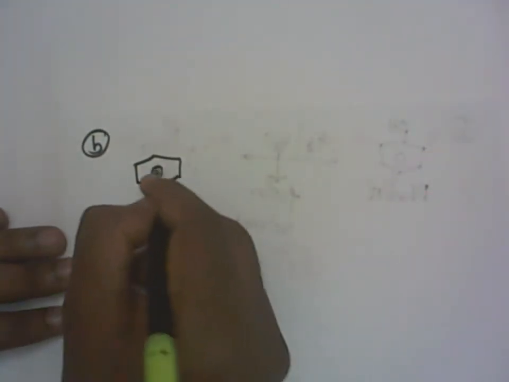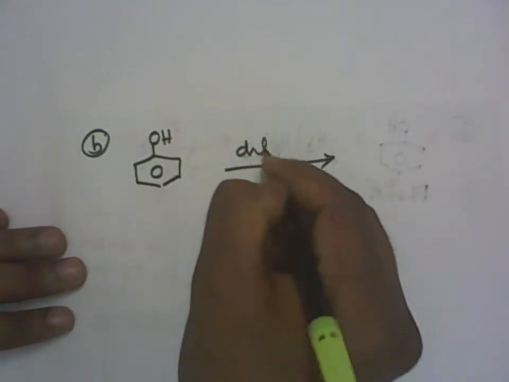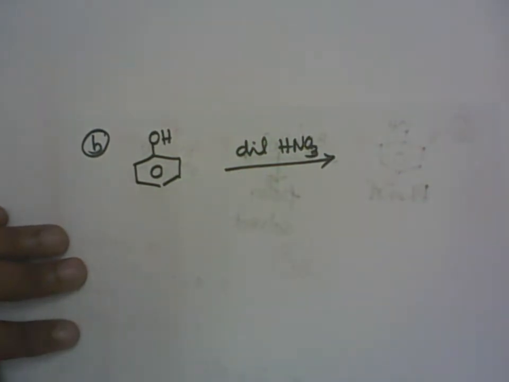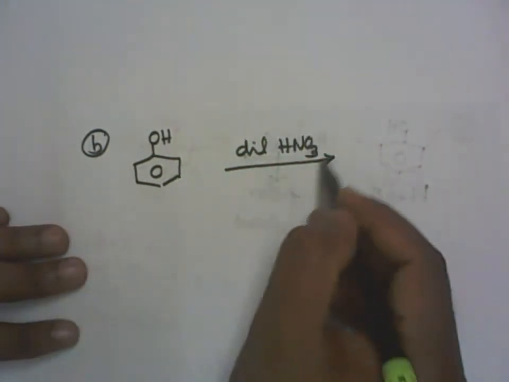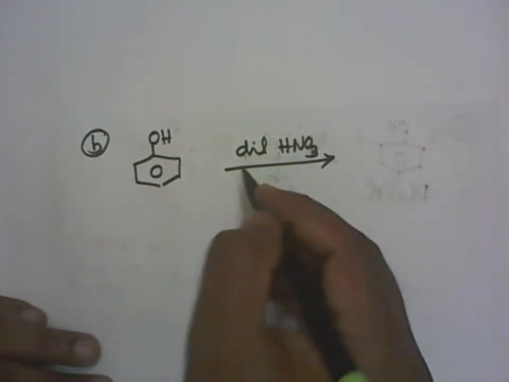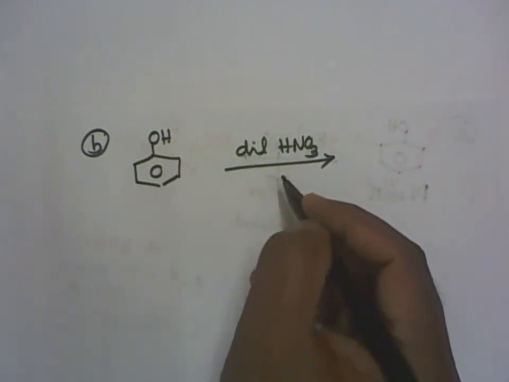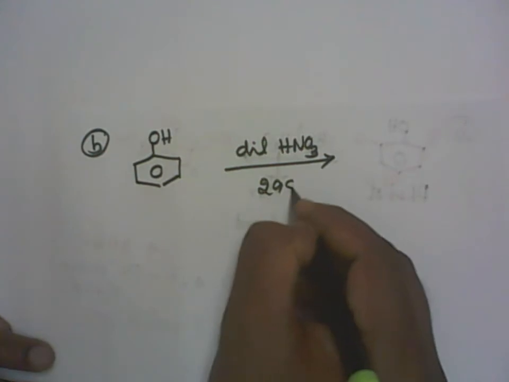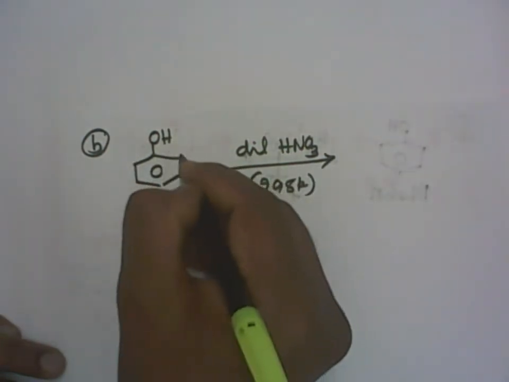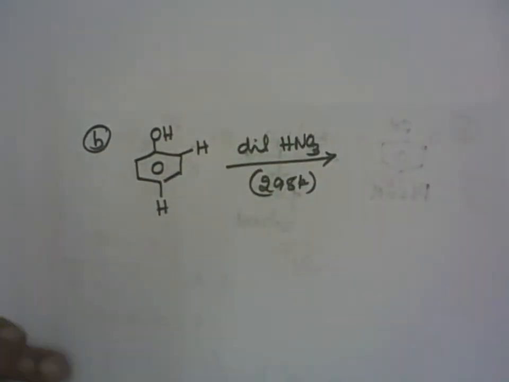Phenol reacts with dilute nitric acid. Whenever there is dilute nitric acid, the production of NO2 plus is also very low. And moreover, this reaction is carried out at a lower temperature, at around 298 Kelvin, that is at room temperature. Now what will happen? Here, it will attack one ortho position separately, one para position separately.